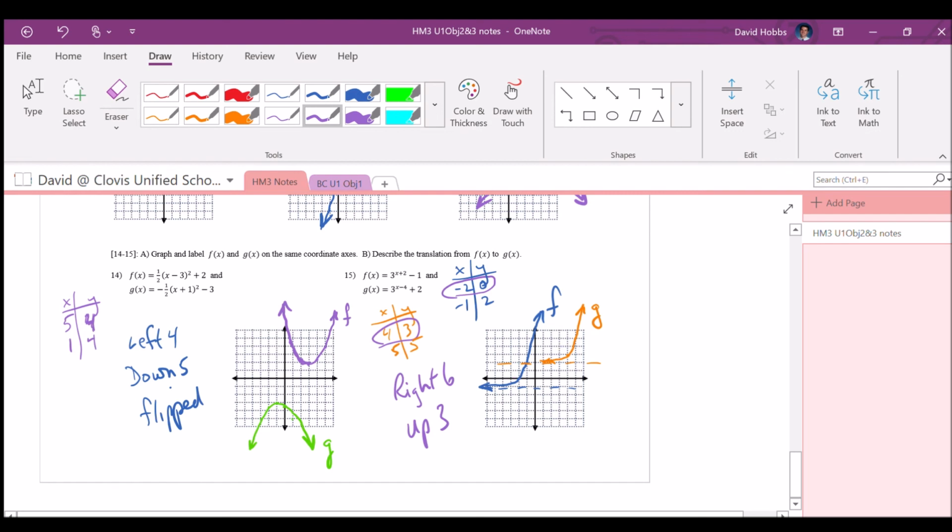Okay, you have all the tools you need now to be able to do both worksheets. Worksheets 2 and 3 in Unit 1 packet.